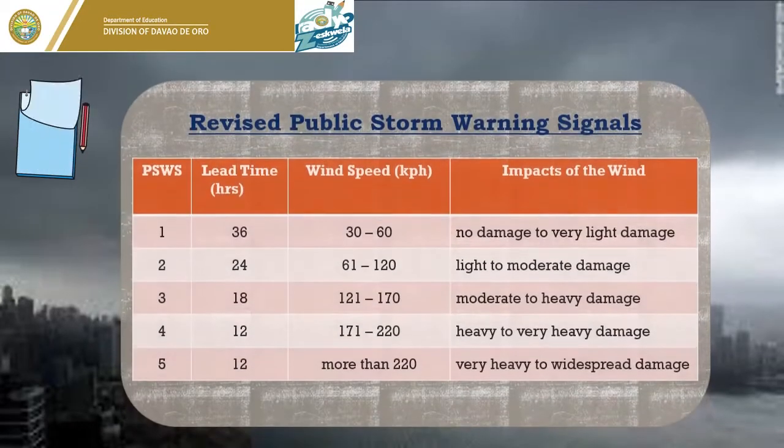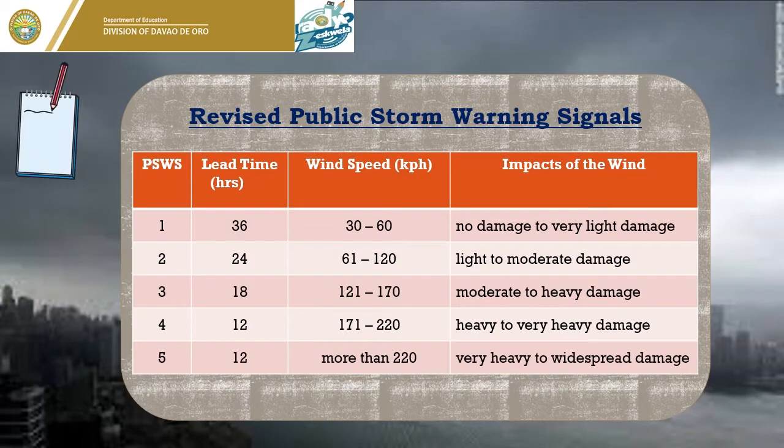Here are the revised public storm warning signals from the Philippine Atmospheric, Geophysical, and Astronomical Services Administration or PAGASA. The revised public storm warning signals were categorized into 5 numerical indicators based on the time, wind speed in kilometers per hour, and impacts of the wind.